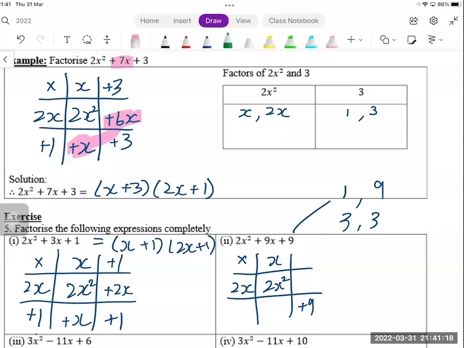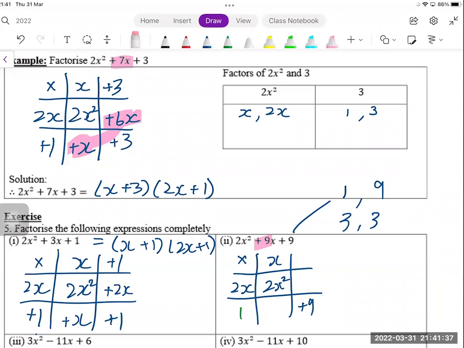Okay, we try, let's say, +9 over here, +1 over here. Realize that this one will give you +18x. Actually, you don't really need to calculate, because you already exceeded. So you only want a +9x. So how do I get my +9x?